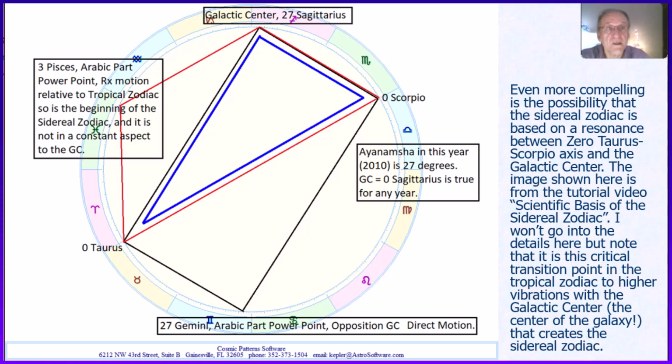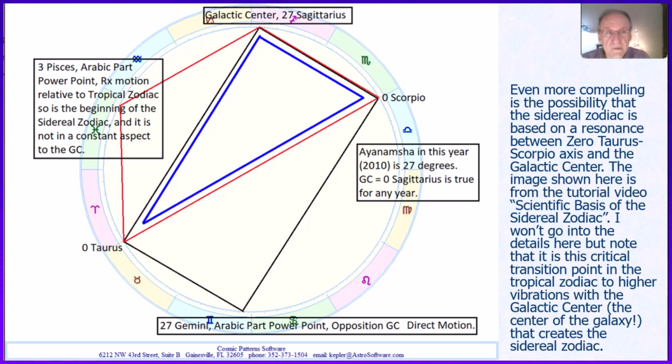I just want to mention Zero Scorpio is useful to understand in terms of understanding some ancient ideas and the cutting edge of new insights that explain what the sidereal zodiac is, and it's not what astrologers think it is. It's not actually based on the stars. That idea is very weak because the stars are not fixed, etc.